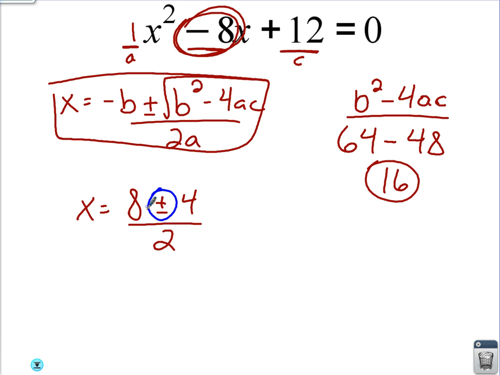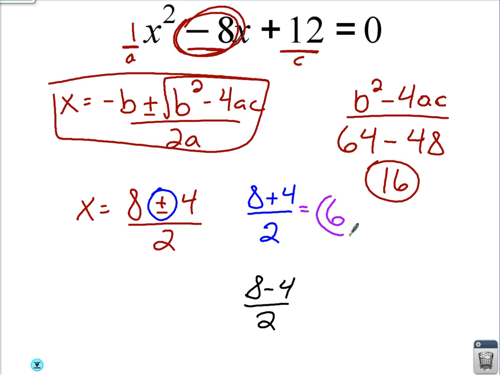Your first answer being 8 plus 4 divided by 2. Your second answer being 8 minus 4 divided by 2. My first answer, 8 plus 4 is 12 divided by 2 is 6. Second answer, 8 minus 4 is negative 4 divided by 2 is negative 2. That's the exact same two answers you would have got from factoring.